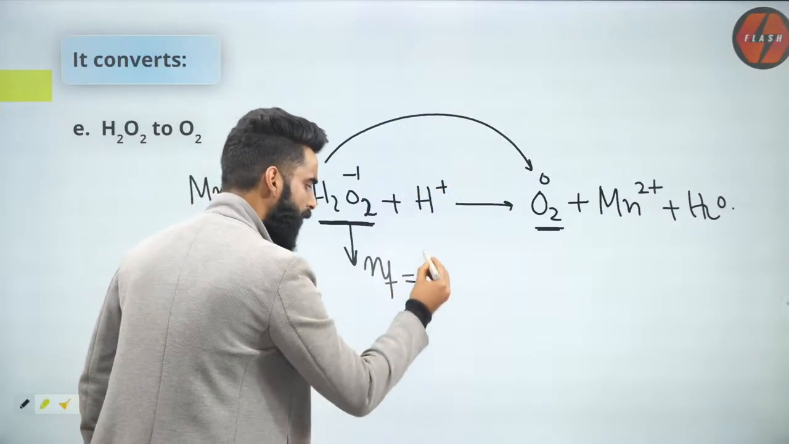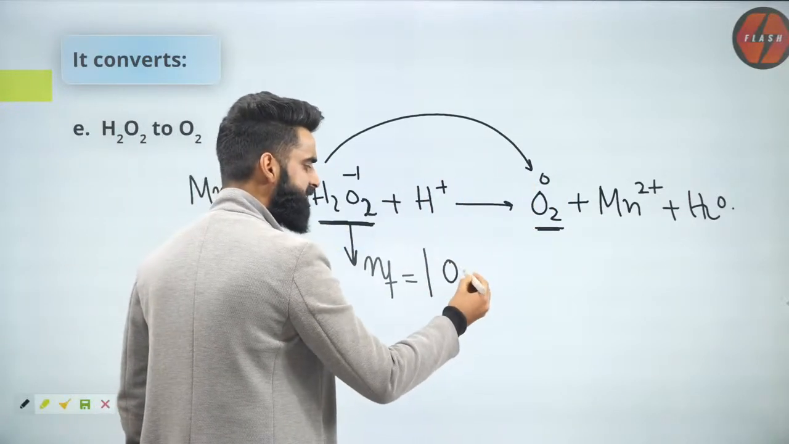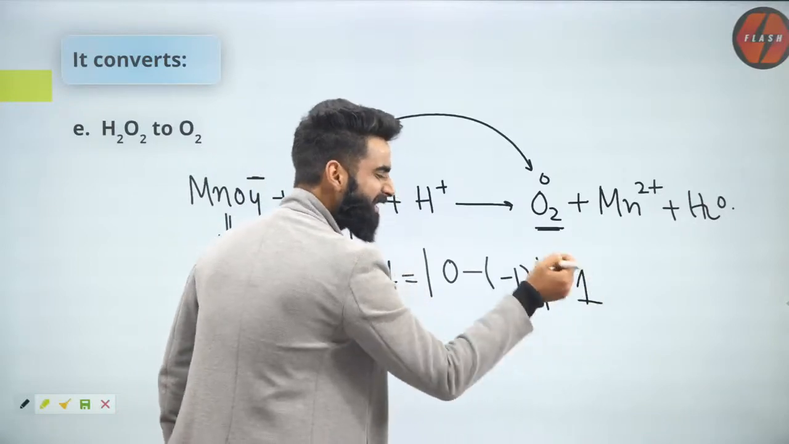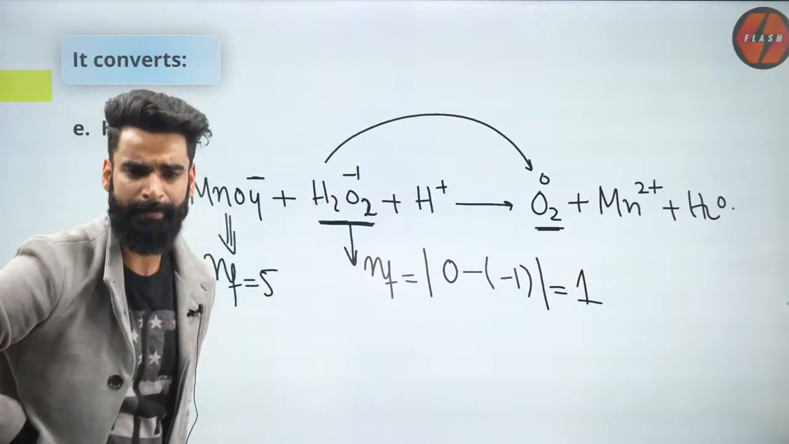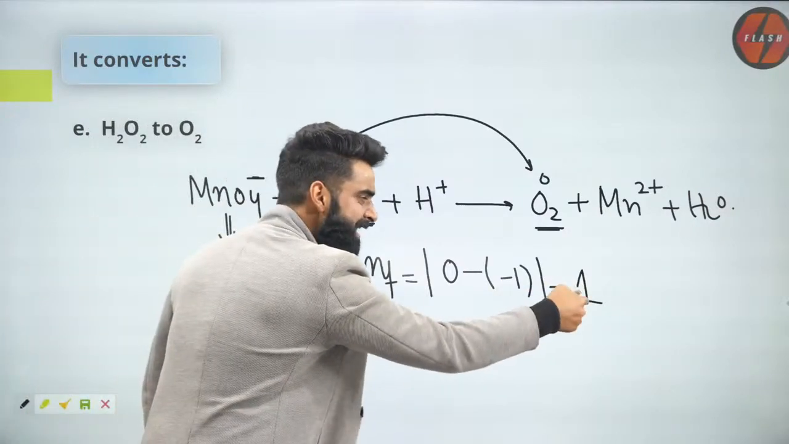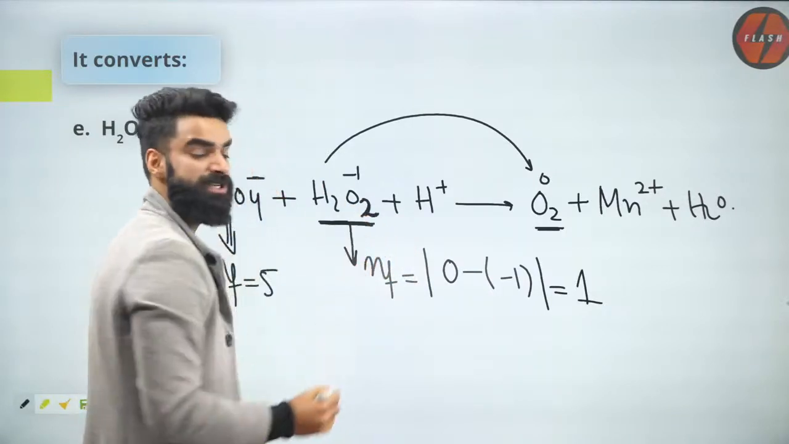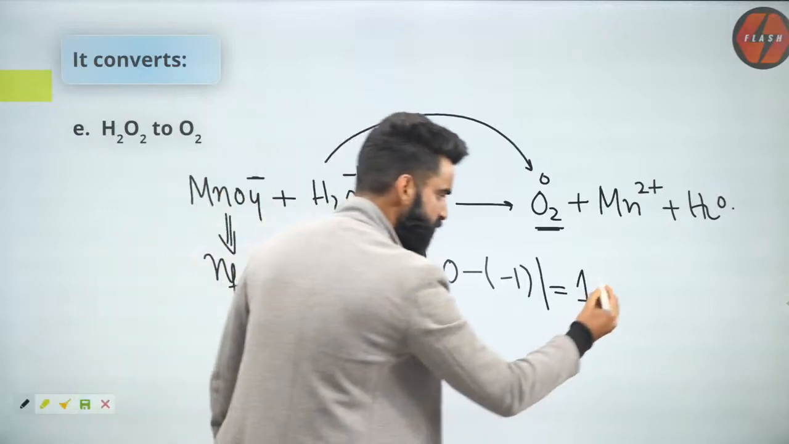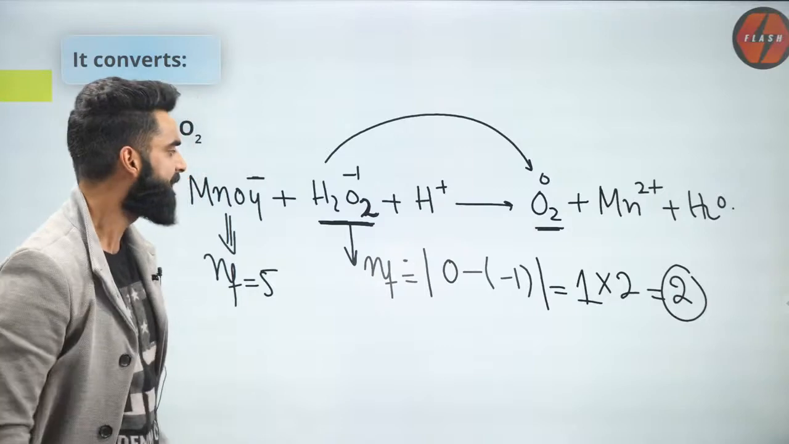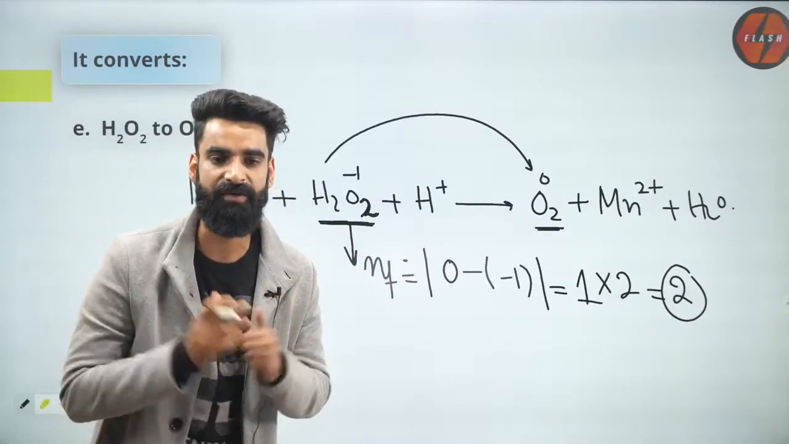N factor will be equal to the magnitude of final oxidation state minus initial oxidation state. Final is 0 minus initial is -1. The value will come as 1. Do I call this one the N factor of H2O2? No way. This is the change in the oxidation state for one atom of oxygen. But how many atoms of oxygen do I have? I have 2 atoms of oxygen, so I'm multiplying it by 2. The value is coming out to be 2 over here. So I would say the N factor of H2O2 over here will be 2. Is this clear to everyone?